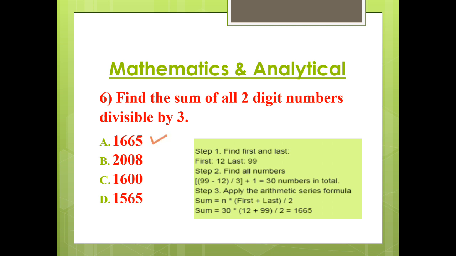To find the count of numbers, that is (99 minus 12) divided by 3 plus 1, which is equal to 30. So 30 numbers are in total. Now we go to step 3, which is to apply the arithmetic series formula. The formula is n into (first plus last) divided by 2. So we are substituting the values. N is 30, so 30 into (12 plus 99) divided by 2. The answer is 1665.